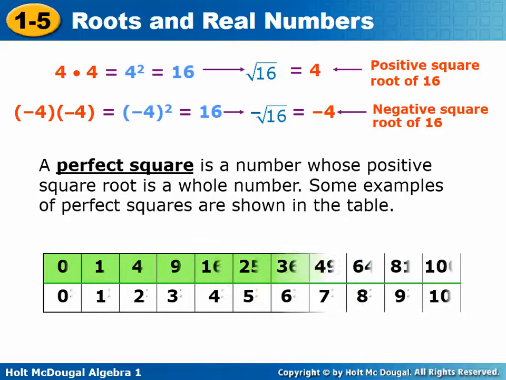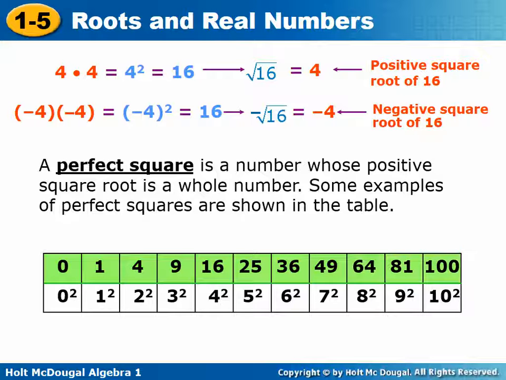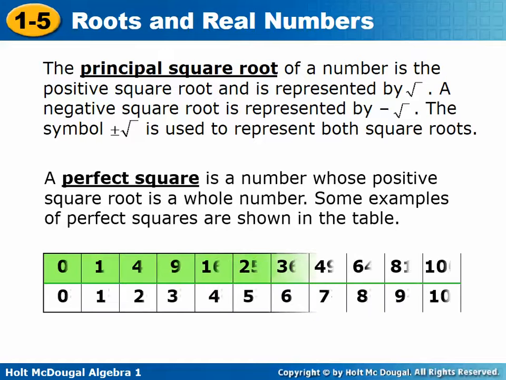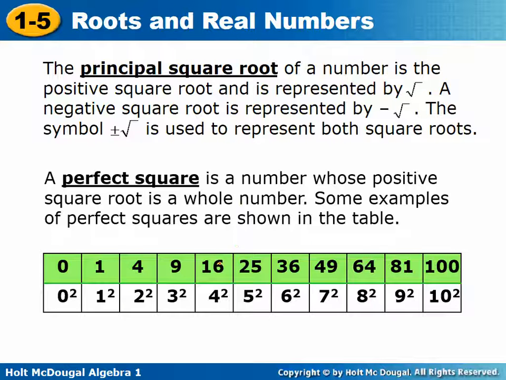All right, so here's a table. The bottom row has the number, and then they squared it, and they get the perfect squares. So 0 squared is 0, 1 squared is 1, 2 squared is 4, 3 squared is 9, and so on. I think they show that table again. Yes. You can also think about it going the other way. If we took the square root of 0, we would get 0. If we took the square root of 1, we would get 1. If we took the square root of 4, we would get 2.